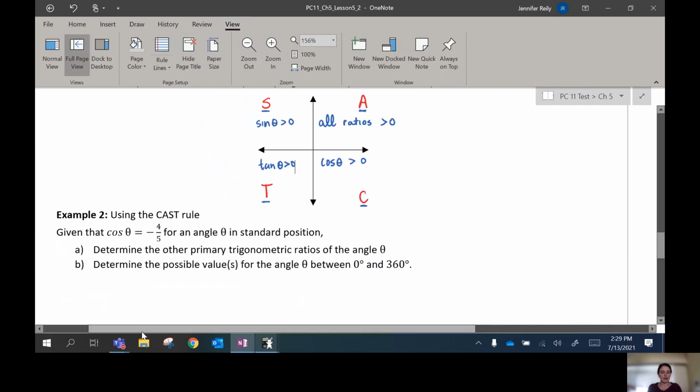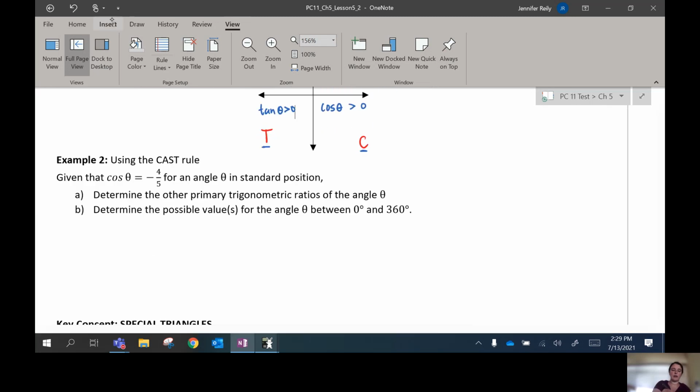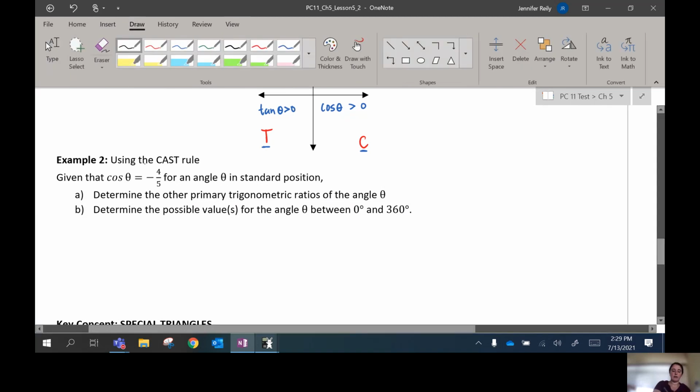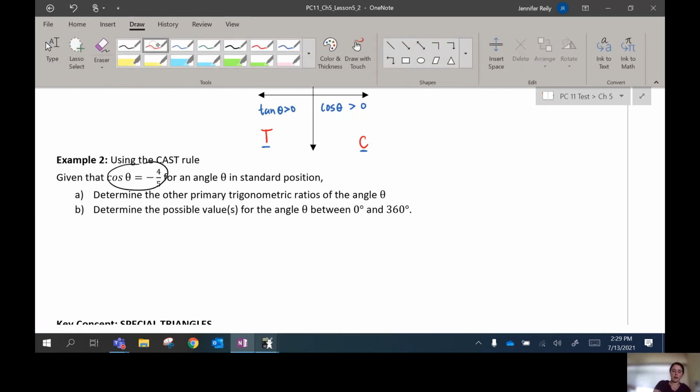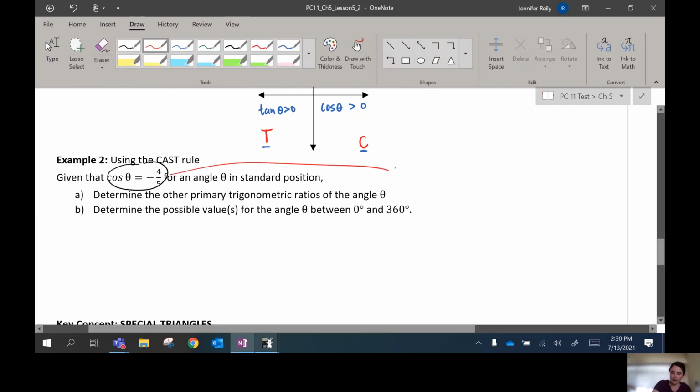Okay, so let's see how we can use that rule to answer some questions. Let's say, given that cos theta is negative 4 over 5 for an angle in standard position, determine the other primary trig ratios and determine the possible values for theta. So the first thing you want to do when you're given a question like this, when you're given a ratio, so here we are told that cosine theta is negative.